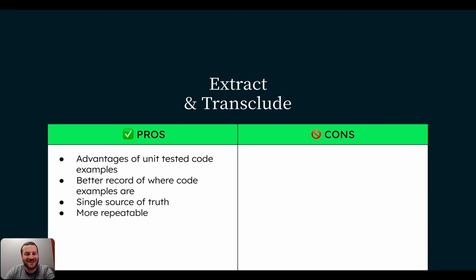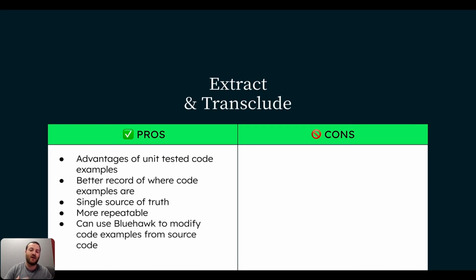And also, as you have the single source of truth, the whole process is much more repeatable. You can just run the CLI operations or even automate it further with a script to generate your code snippets. And then you have those Bluehawk tags like replace or uncomment or remove to modify your code examples from how they are in the unit test to how they will be in the docs, which is a nice to have feature.